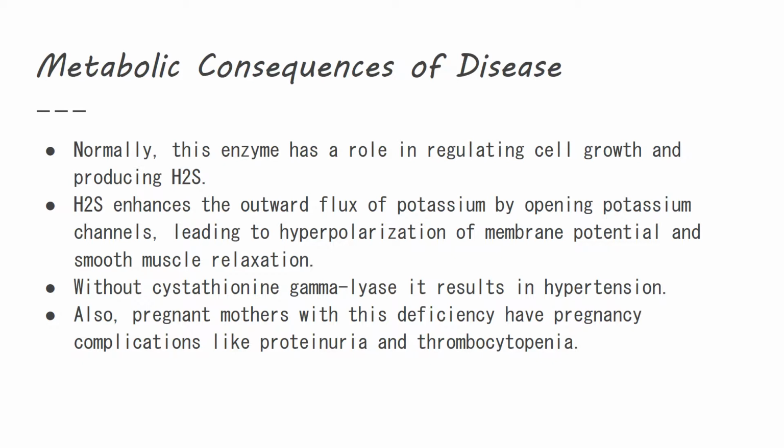Additionally, pregnant mothers with this deficiency have pregnancy complications such as proteinuria and thrombocytopenia. Proteinuria is the presence of abnormal proteins in the urine, which may indicate damage to the kidneys. And thrombocytopenia is a deficiency of platelets in the blood, and this causes bleeding into tissues, bruising, and slow blood clotting after injury.